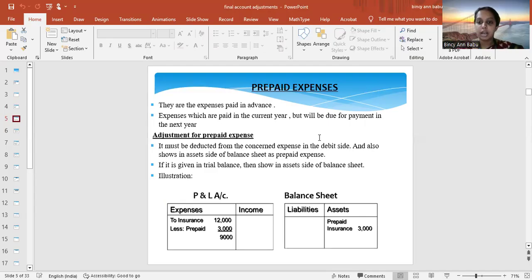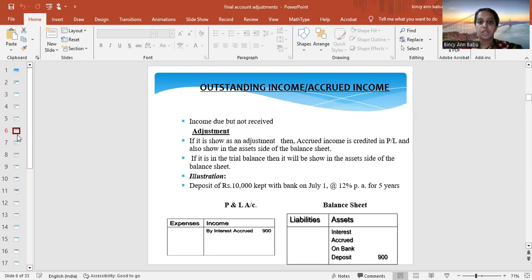The adjustment regarding prepaid expenses is that we will deduct the amount from the corresponding expense, either in the P&L account or trading account, and the same amount will be shown as an asset in the balance sheet. So prepaid expenses are deducted and shown as an asset in the balance sheet. It's opposite to outstanding expenses. With outstanding expenses we added the amount along with the expenses and showed it as a liability. With prepaid expenses, we paid in advance, so we deduct from the corresponding expense and show it on the asset side of the balance sheet.